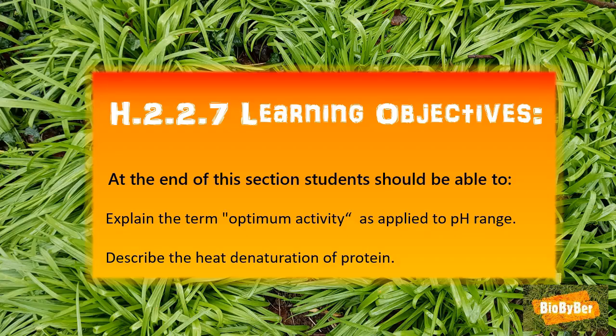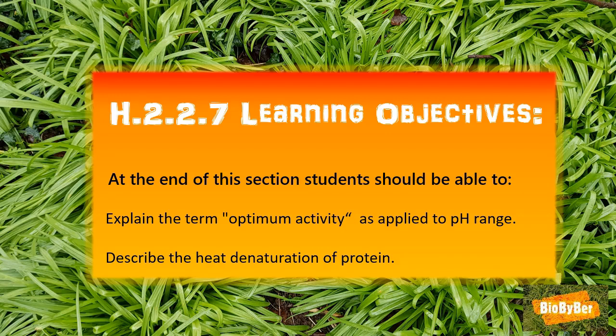Hi biologists, let's start by looking at the learning objectives for this lesson. Take note that this material is for the higher level biology paper only. At the end of this section and following the biology syllabus, you should be able to explain the term optimum activity as applied to pH range. Describe the heat denaturation of protein.